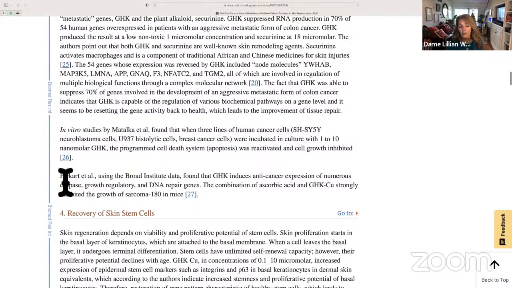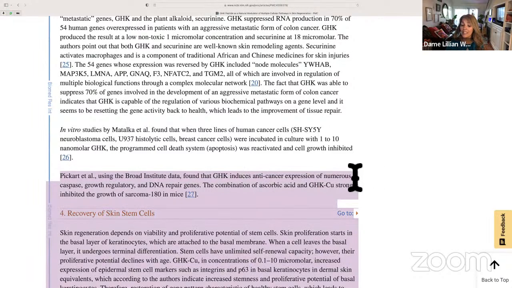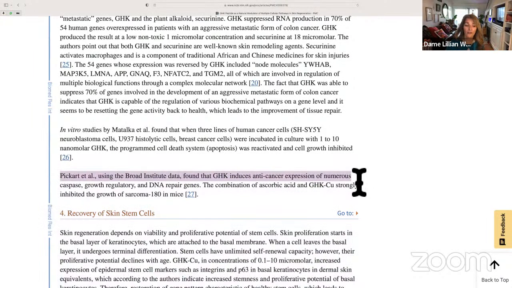It says here that Dr. Lauren Picard et al., using the Broad Institute data, found that GHK induces anti-cancer expression of numerous caspase, growth regulatory, and DNA repair genes. So the combination of ascorbic acid, vitamin C, and GHK-Cu strongly inhibited the growth of sarcoma 180 in mice.